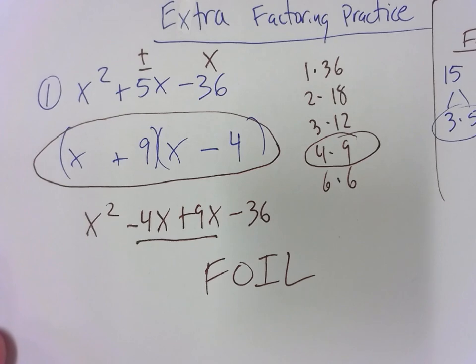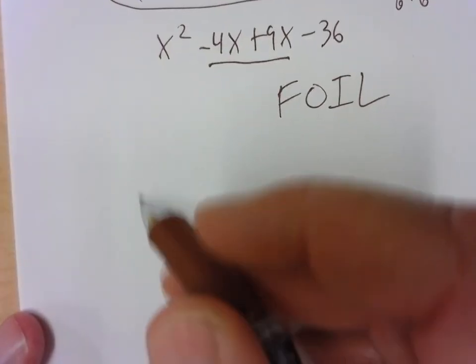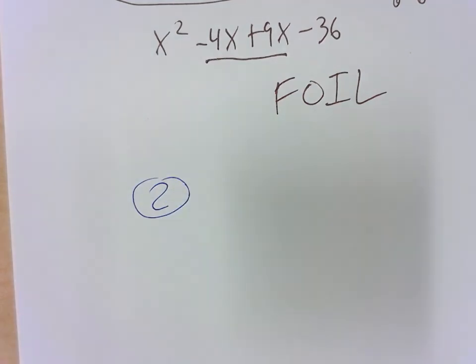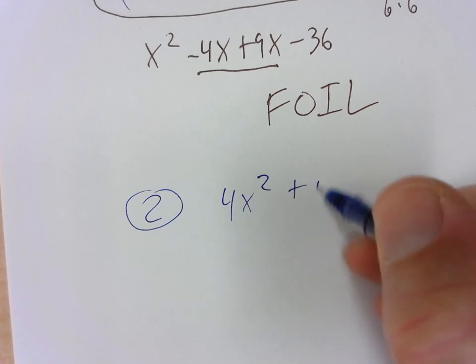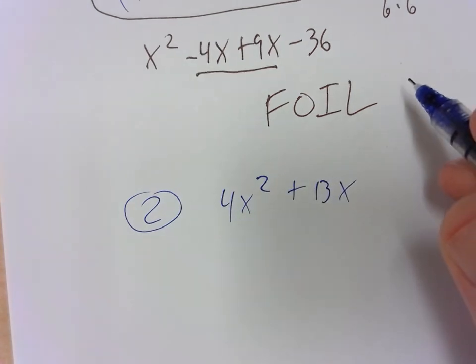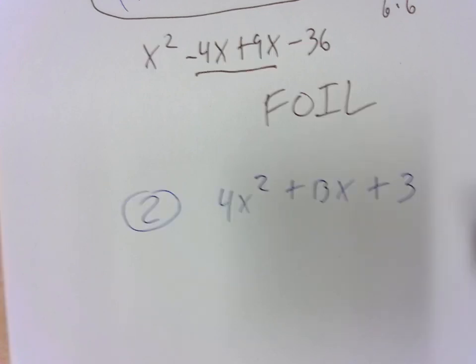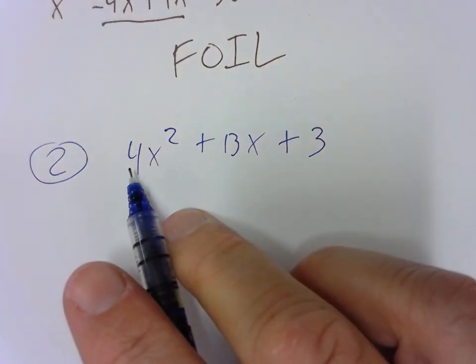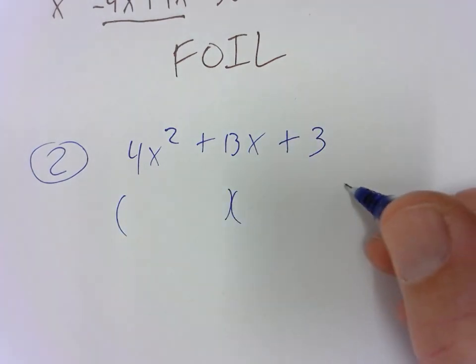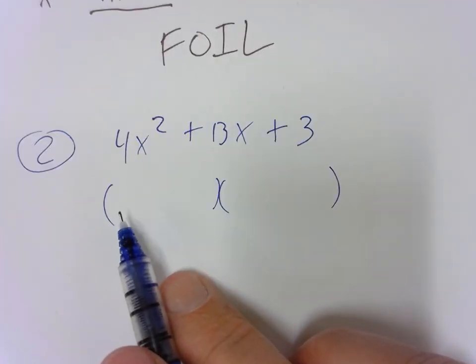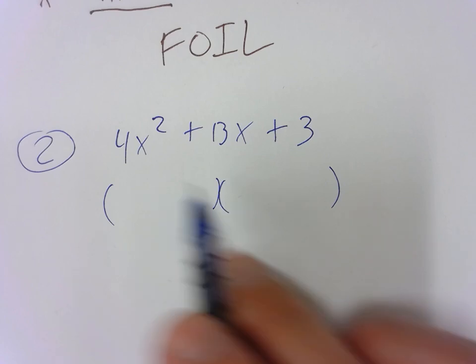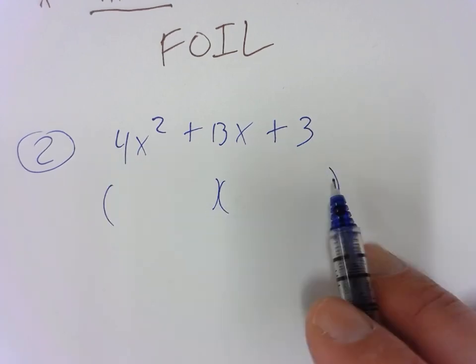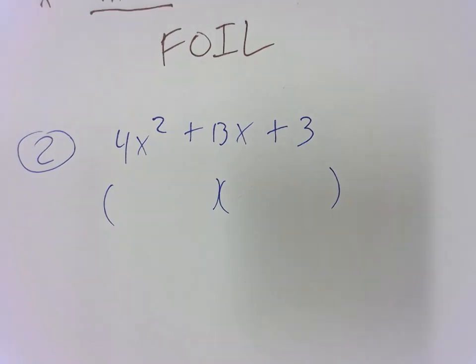All right, so we have 12 of these to do. That was the first one. Okay, number 2: 4x squared plus 13x plus 3. This one has a number in the front, so sometimes it's hard to know what to do with it. Is it going to be 4x and 1x, or 2x and 2x? Because you have to pick 2 things that multiply together to make this. Now the 3 is easy, it's just 3 and 1, but it's going to make a difference where it goes. All right, so try this one.